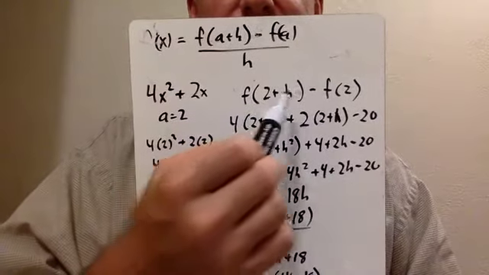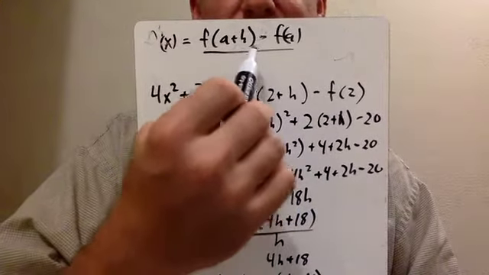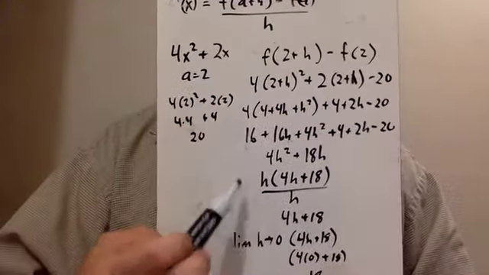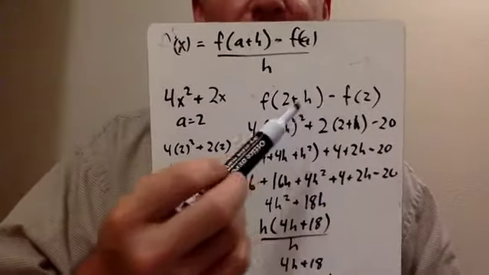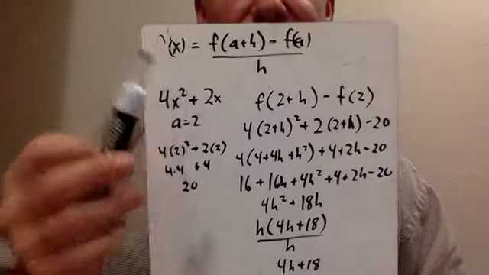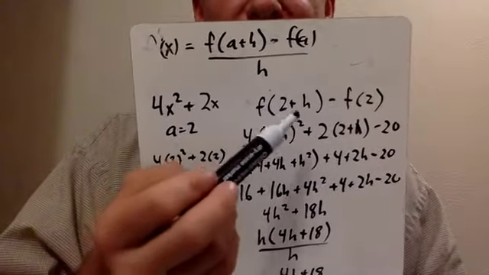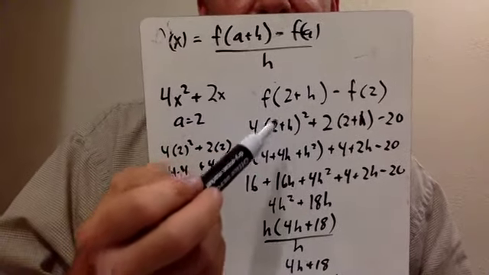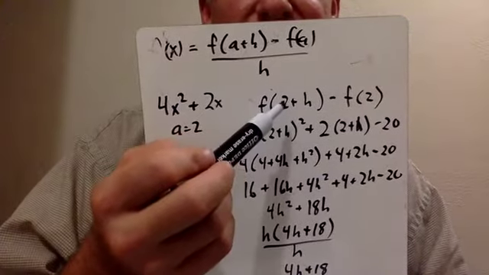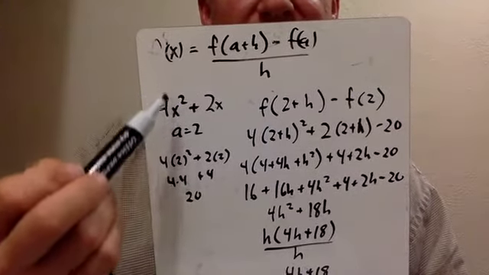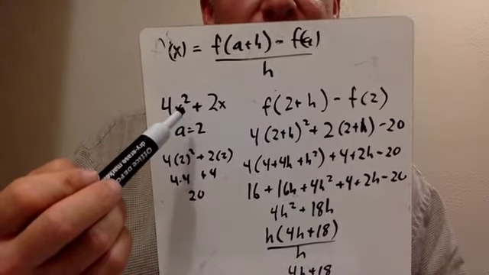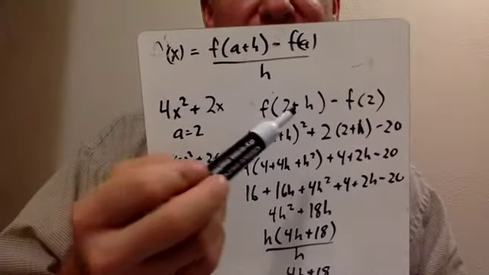So that's where this first line comes from. And again, I'm forgetting about the denominator h for now. We're just going to work with the numerator, and eventually the denominator will come back into play at the end. But for now, we're just working with the numerator. So I put the 2 in for a, and now this is where it gets a little bit confusing: this f of 2 plus h is like the f of x. So basically over here, wherever you see an x, we're going to substitute in a 2 plus h.